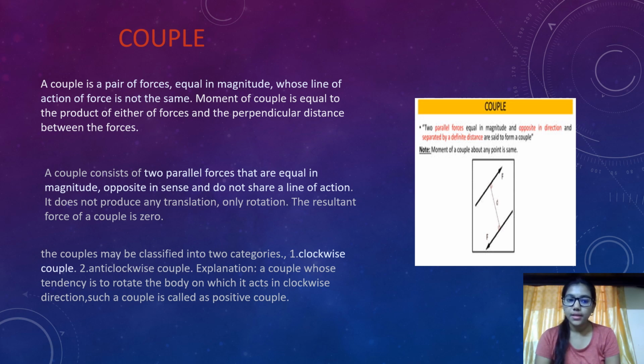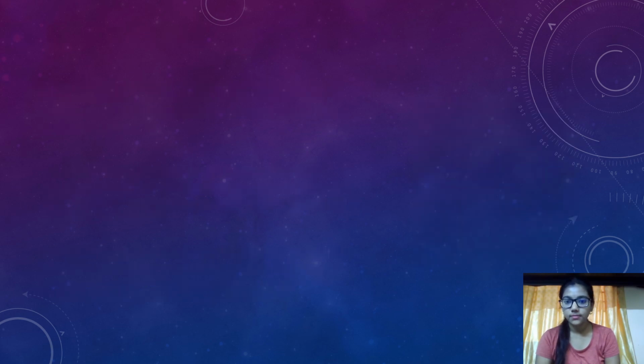The couples may be classified into two categories. First one is clockwise couple, second is anti-clockwise couple. Explanation: a couple whose tendency is to rotate the body on which it acts in clockwise direction, such a couple is called positive. Opposite to this is called anti-clockwise couple.